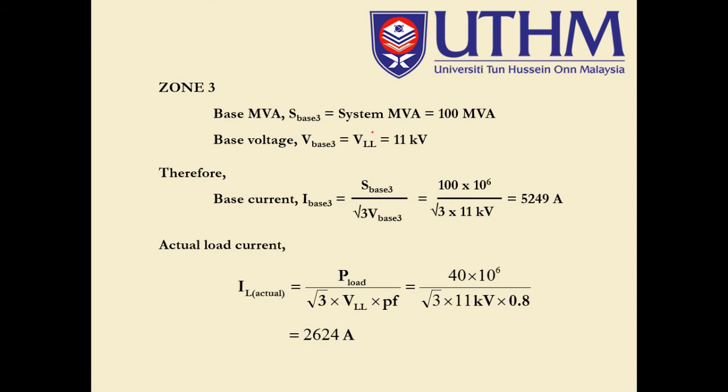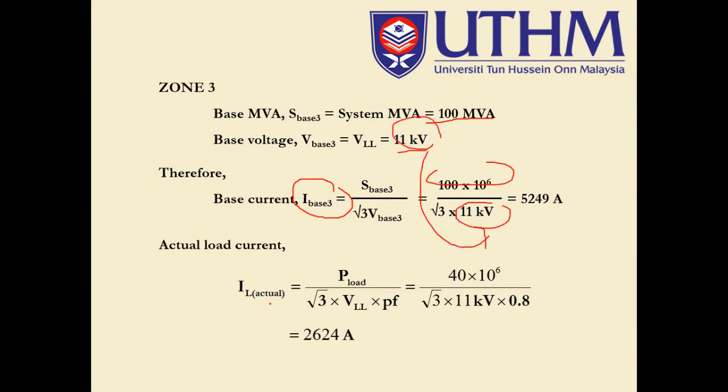Zone number 3: still the same value of 100 MVA, but the base voltage is different now. We pick 11 kV. Again, we calculate the I base: we have 100 MVA over square root 3 times 11 kV.